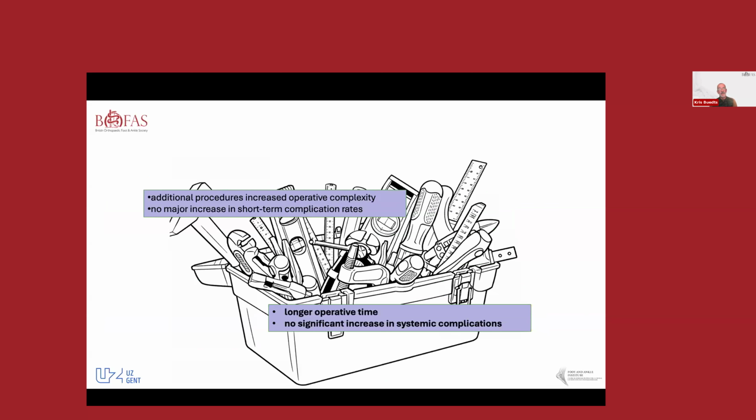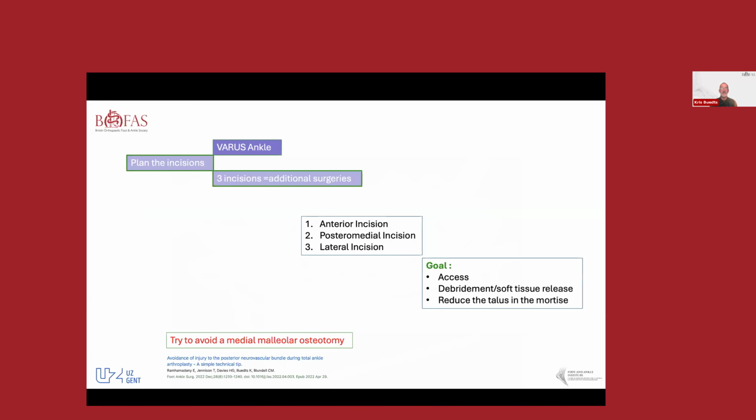What we know about additional procedures is that they increase operative complexity, but there's no major increase in short-term or long-term complication rates. It gives you a longer operation time, but not an increase in systemic complications. So that's a good thing that we have to know.